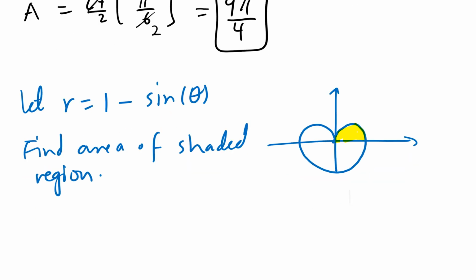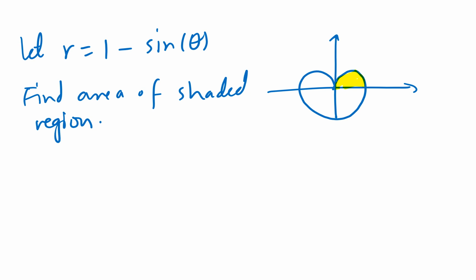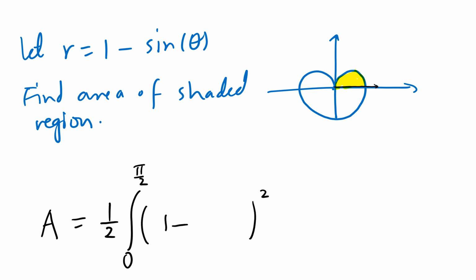Okay, so to move on with this, we start by writing 1/2 the integral. So if I want to wipe this off, watch. It starts at 0, theta equals 0 to where? To pi over 2. From 0 to pi over 2. And you write the equation squared, which is r is 1 minus sine theta d theta.